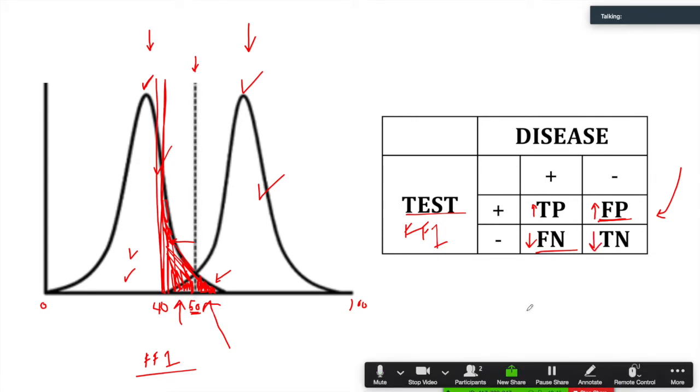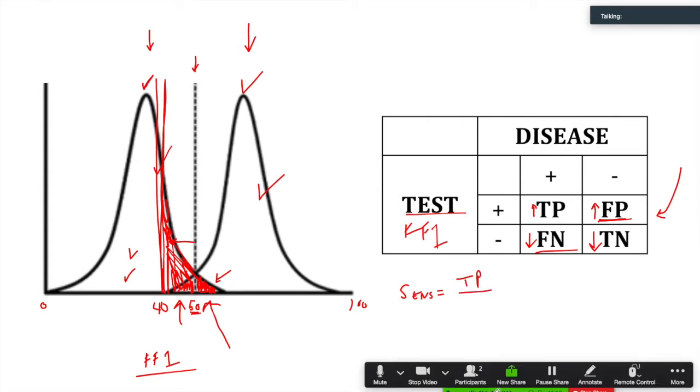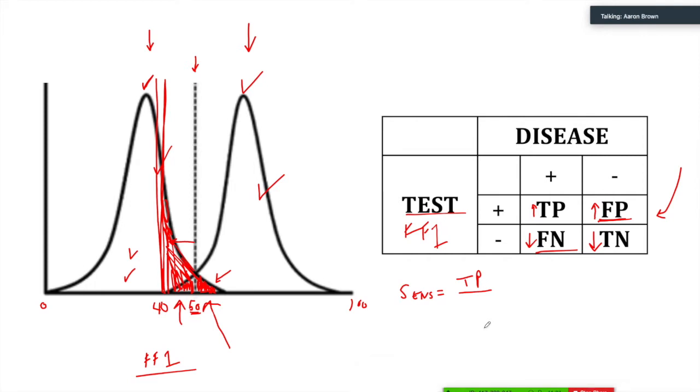And so what you're going to be asked on step one is, if we decreased the cutoff for a certain test, what's going to happen to our specificity? What's going to happen to our sensitivity, okay? So please tell me, Eva, help me here, sensitivity is equal to what? True positives over... So our sensitivity is true positive over what?